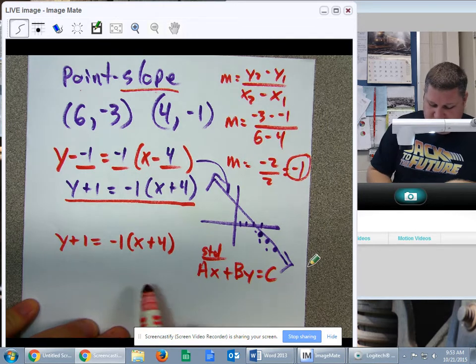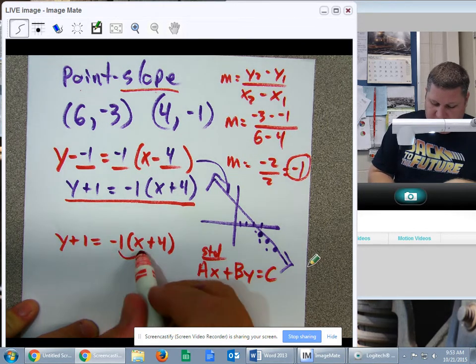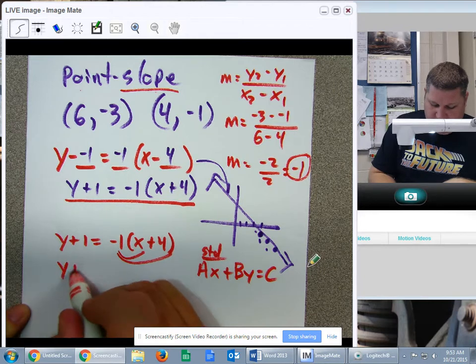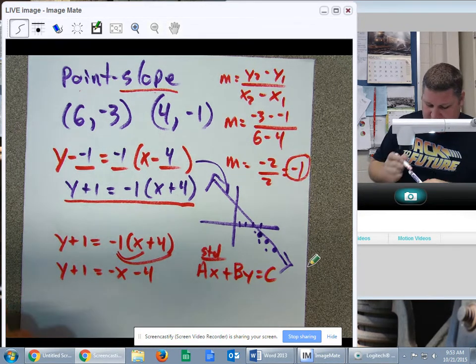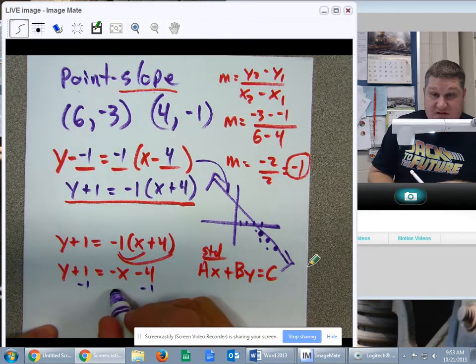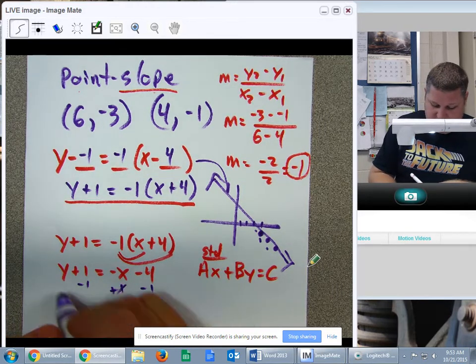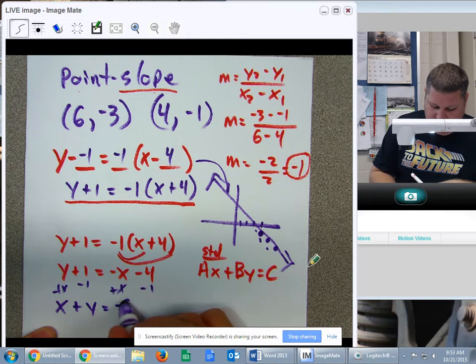So to do this, I need all the x's and y's on one side, all the numbers together. Easiest thing is let's distribute the -1. y plus 1 equals -x minus 4. Let's get all the numbers together on one side, minus 1, minus 1. Let's get all the x's together on the other side, plus x, plus x. So I get x plus y equals -5.